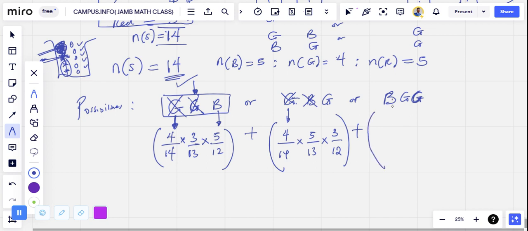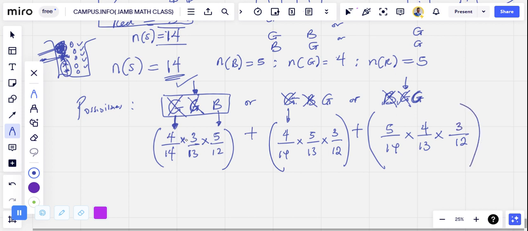Okay, what of this one? Probability of blue is number of blue 5 over total 14, times, for me to pick this green now, blue is gone. That means the total for the down part is 13. If blue is gone and I don't replace it, this 14 will reduce to 13. Now what's green? Green still remains as 4 in the basket because I've not touched that before. If I now want to pick another green again, that means one is gone and I don't replace it, so I'll have 12 left. And the green that I have, I already took one green out, so I'll be left with 3 greens.